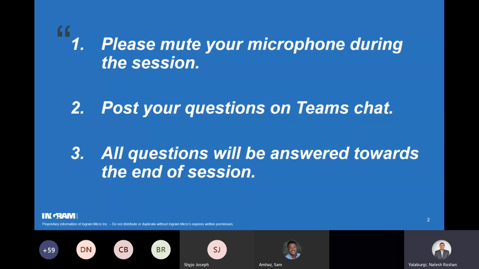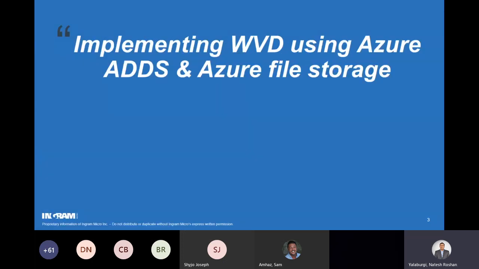Today we have a lot of content to cover, a lot of demo to cover. So today's session is on implementing Windows Virtual Desktop using Azure Active Directory Domain Services as the authentication source, and we'll be using Azure File Storage as the storage for our user profile containers. In the previous session, we saw how we can use a traditional Active Directory running on a Windows virtual machine and a file server on a Windows virtual machine as a combination to implement Windows Virtual Desktop. Today we are using a lot of services which are inbuilt within Azure or available as a service within Azure, and we'll look at how we can implement Windows Virtual Desktop using this.